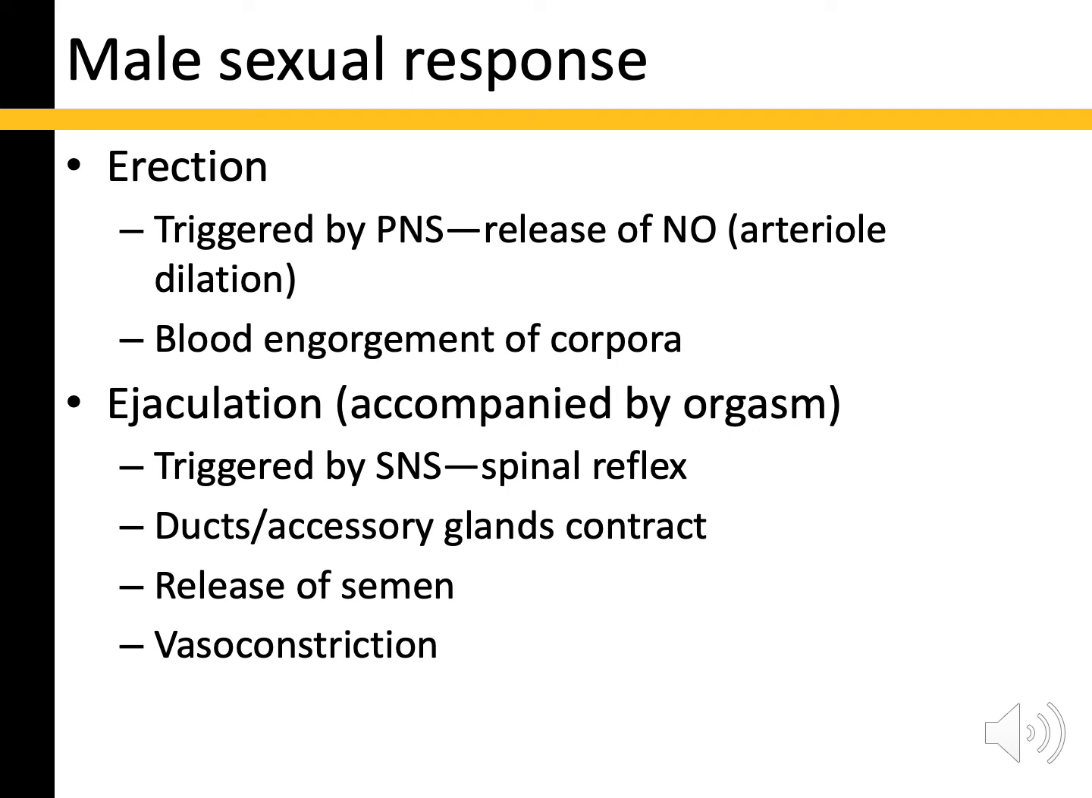Okay, so let's start with the male sexual response. The male sexual response has two parts to it: erection followed by ejaculation. So those two things are different, and they are actually controlled by different pieces of the autonomic nervous system. So erection is going to be triggered by the parasympathetic nervous system, or the PNS, by a local release of nitric oxide into the corpus cavernosum.